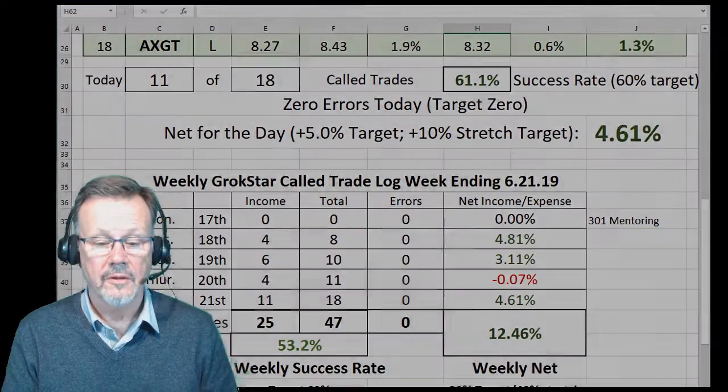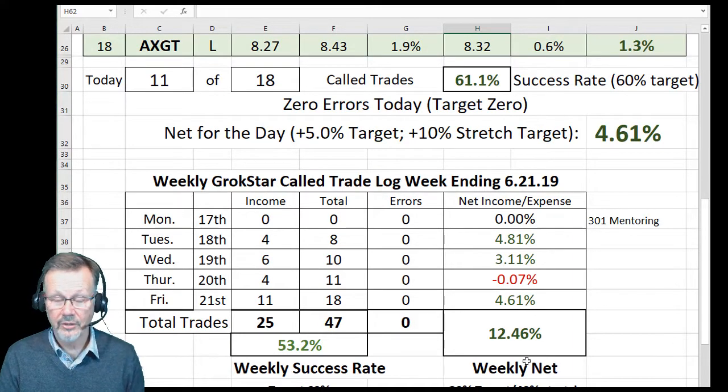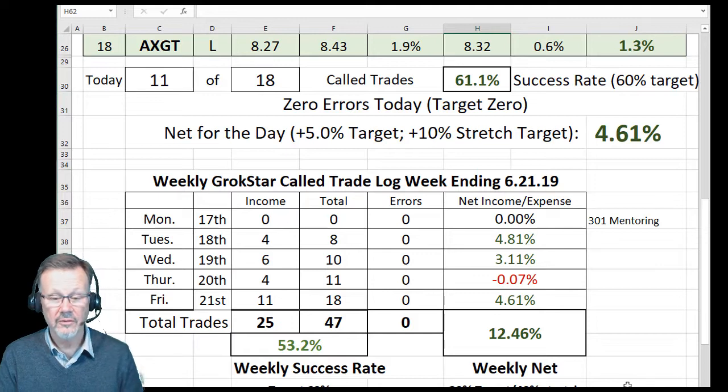Now let's take those daily results and roll them up into weekly results. First of all, let's look at 2 of the worst weeks that we had. So here is the week ending 6/21/19. This was what it was for the week. We just traded 4 days that week. This is our second worst week of the year, at 12.4% net for the week. So it's about $1,200 net for the week.